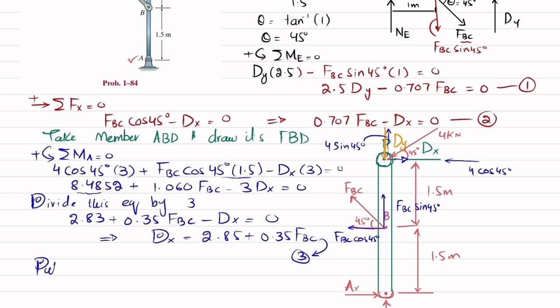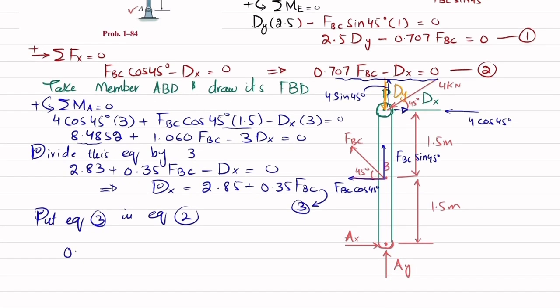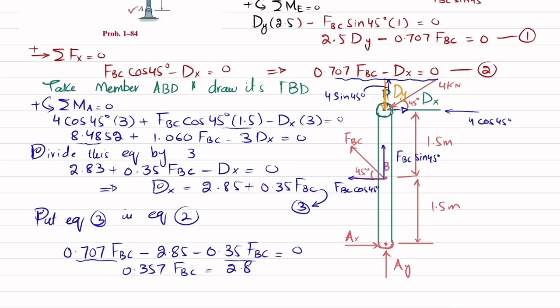So now what we will do is put equation 3 in equation number 2. This is your equation number 2. You can see this is equation number 2. So 0.707 FBC minus 2.85 minus 0.35 FBC is equal to 0. So 0.707 FBC minus this will give you 0.357 FBC is equal to 2.85. Okay, 2.85. So from here you will get this FBC will be equal to 8 kilonewton.